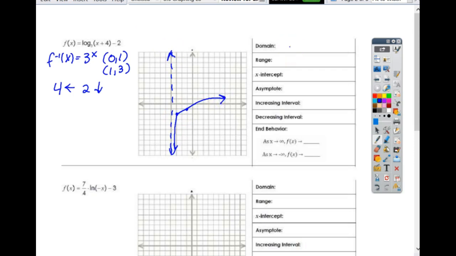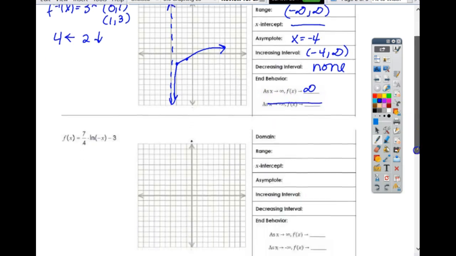So the domain is going to be negative 4 to infinity. The range is negative infinity to infinity. So this is going to be increasing, and it's negative 4 to infinity. So as x goes to infinity, y is going to infinity. And as x goes to negative infinity, it doesn't go to negative infinity.